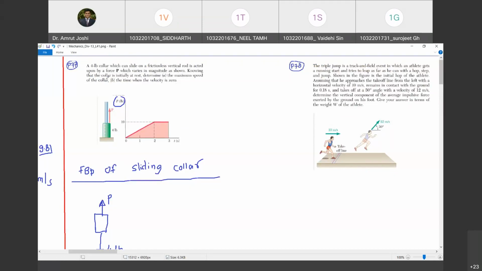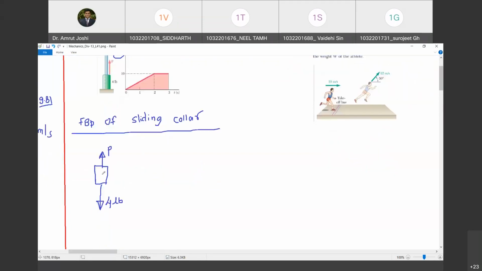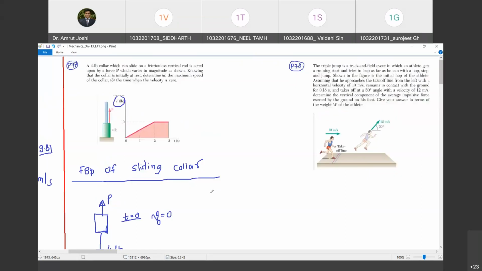Now, knowing that the collar was initially at rest, at time t equal to 0 the collar is at rest. So what is its velocity? Velocity of the collar at time t equal to 0 is 0. Happy?